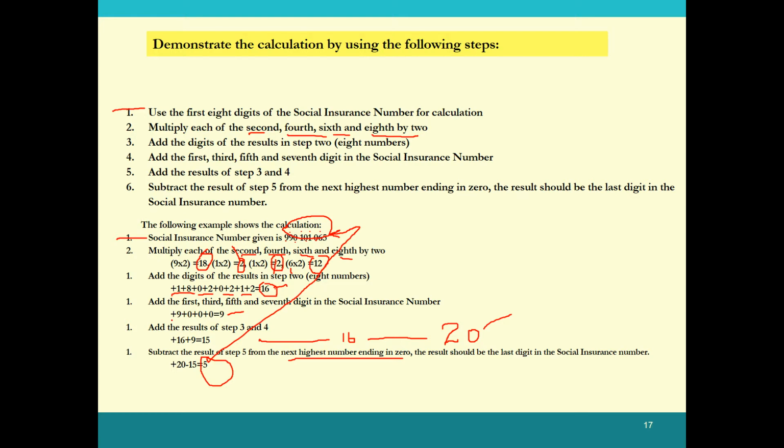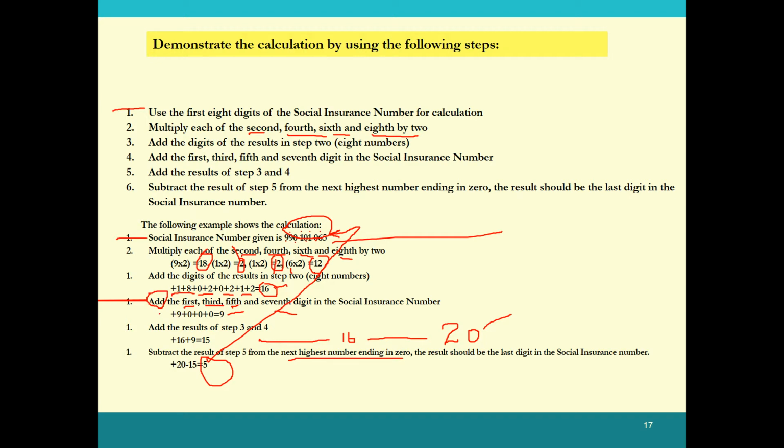Again, I don't put a lot of emphasis, but it will be a good exercise if you want to. Add the first, third, fifth and seventh digit in the social insurance number. Go back, and I highlighted this underneath. What we have to do here is add the first, which is 9, third, which is 0, fifth is 0, and seventh digit, which is 0. So it means the addition of that, right.